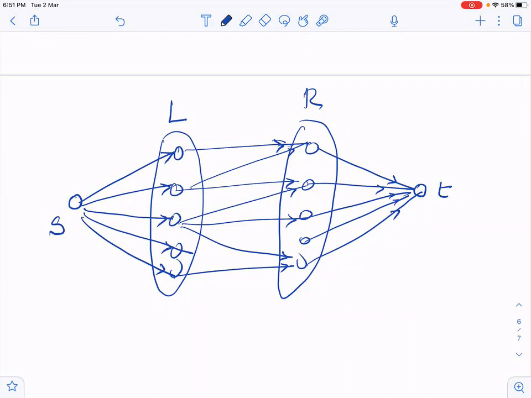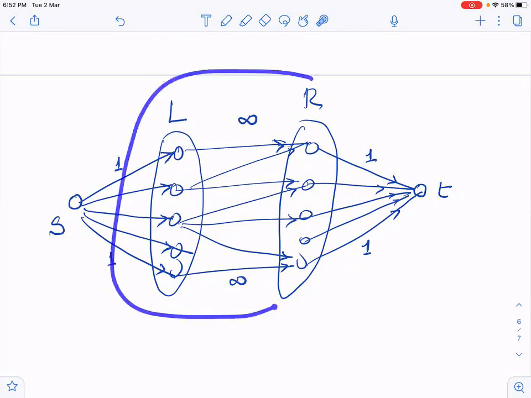And what are the capacities that I give? I give capacity 1 to all these edges, capacity 1 to all these edges, and capacity infinity to all these edges. So I started with this graph, and I added this auxiliary S and T, added directions, and added capacities.